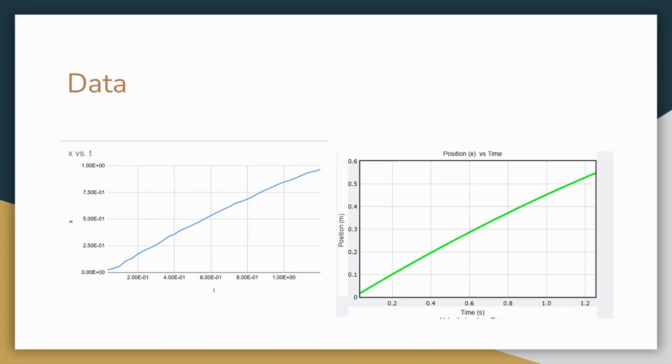Now, here's our data. As you can see, we have x versus t on the left and position versus time on the right. The one on the left is the tracker data, as you can see by the wobbly line that follows. And this is because of different forces and different discrepancies in the calculation that we use to track it. And you can see that by the slight curve as well. And on the right here is my position versus time from the computation in the ideal. Much smoother, purely computational, and avoids all the real world discrepancies.